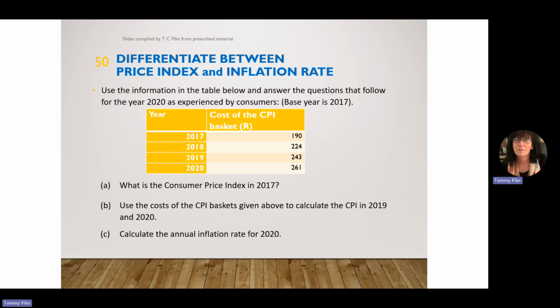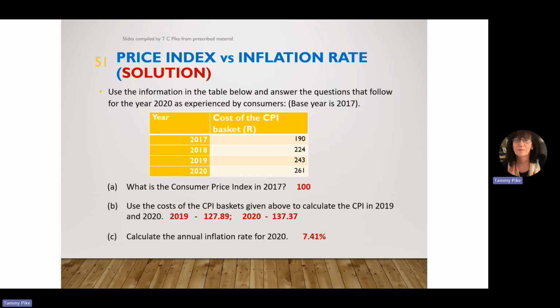And then you're going to do the same thing for 2020. Current over base times by 100, and you get your index for 2020. And now once you have your two indexes or your two indices, you now can calculate the annual inflation rate for 2020. All right, so this is the most difficult question you could be asked in this little section, in my opinion. For most students, they struggled. There you go. There's your index for 2019. There's your index for 2020. And now you can go and do new minus old, divide by old, times by 100, and you'll end up getting the inflation rate, which is 7.41%.